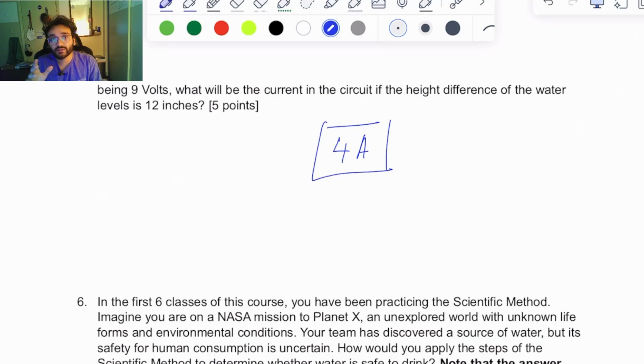I have given full credit to whoever wrote 4 amperes. I have even given partial credit to some, I can't really remember, but very few people who were trying to do something but were not able to get 4 amperes. But if you had just written down 4 amperes, you probably got full credit.